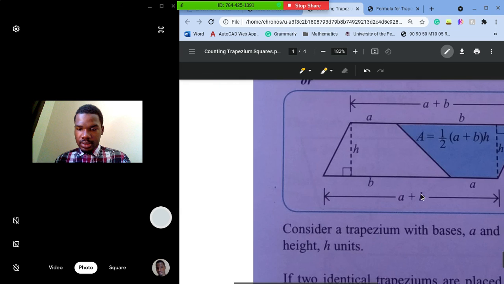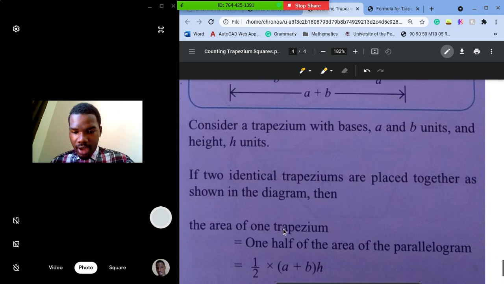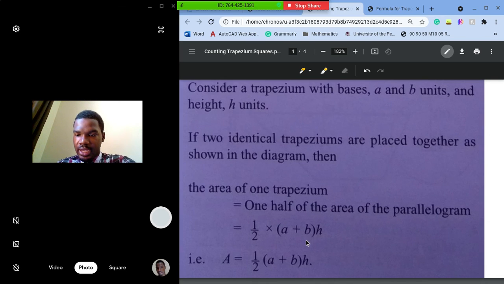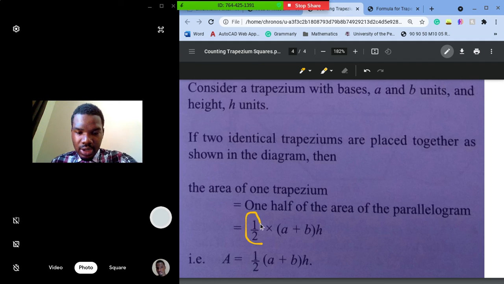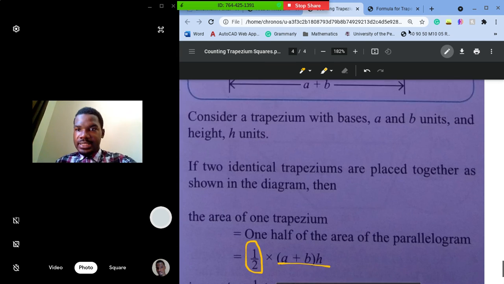Alright? So write this for me now. This is the final part. The area of one trapezium is equal to 1/2 of the area of a parallelogram. So as Isabella said, which is a really great way of looking at it, you just put the half of the formula for a parallelogram. Good? And that's it for today, guys.